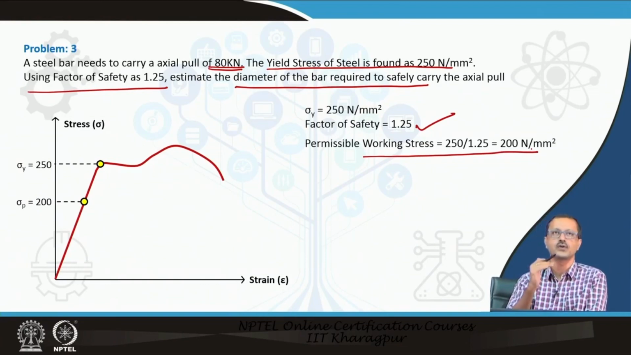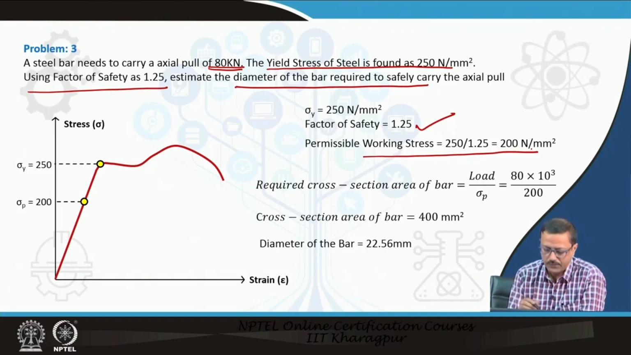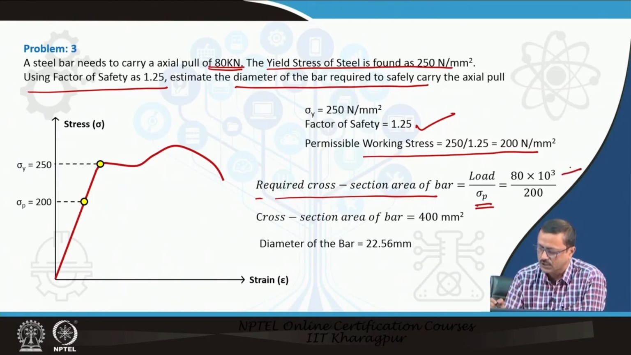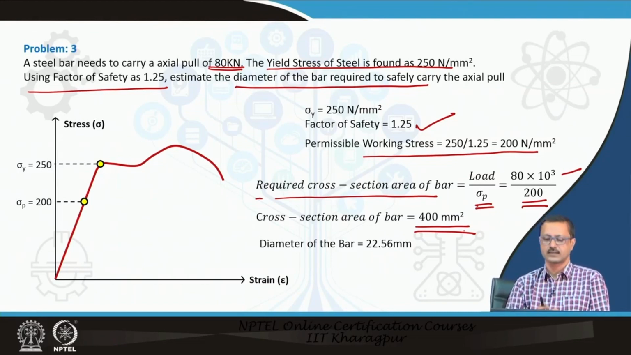I will not allow this particular structural object to cross that 200 Newton per mm square stress, that is the permissible, the maximum working stress. If I know that the expected loading is 80 kilonewton, I can find the required cross-section area by dividing the load by this permissible stress. So, 80 into 10 to the power 3 Newton by 200. I know that my area should be 400 mm square, because 400 mm square can take 80 kilonewton load with a stress limit of 200 Newton per mm square.